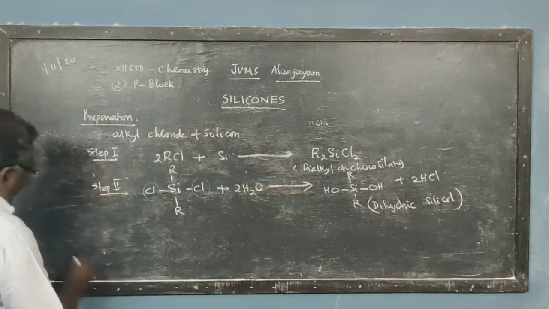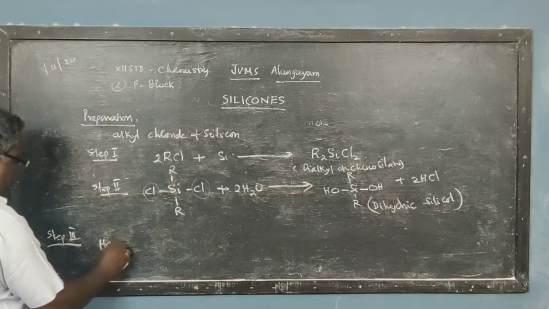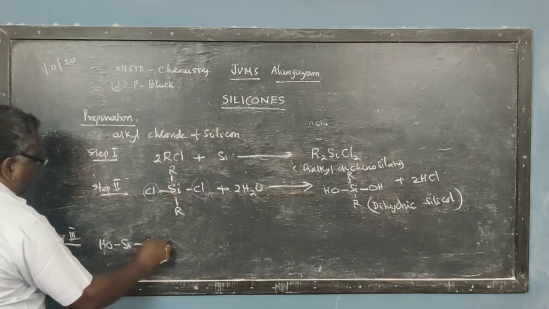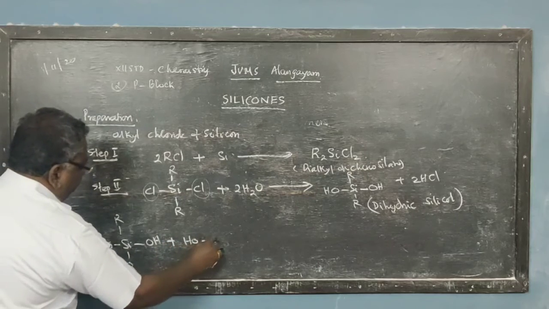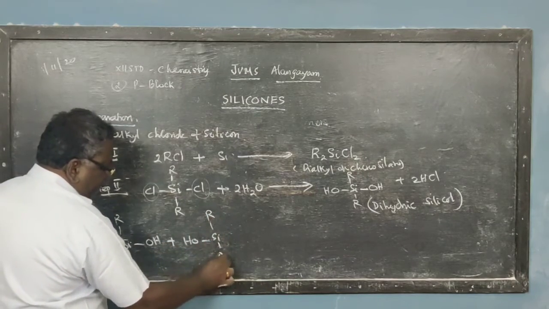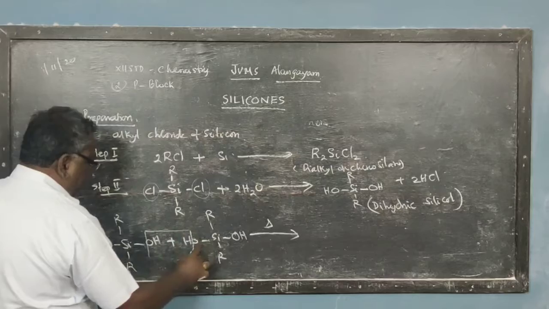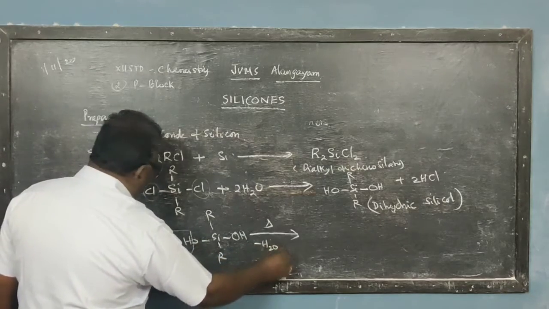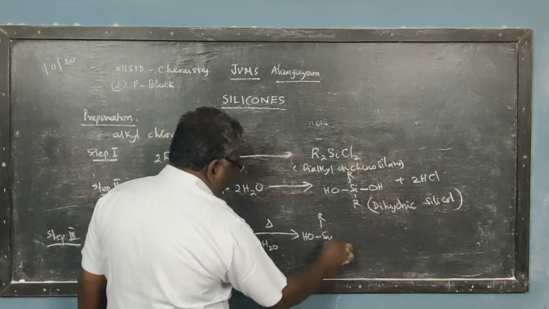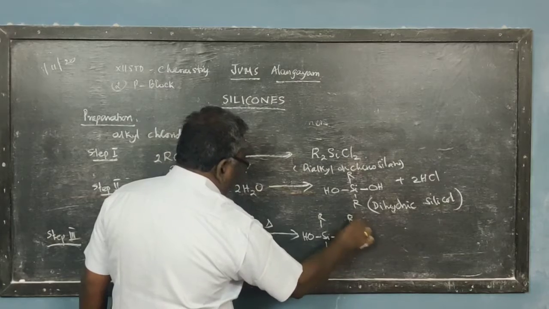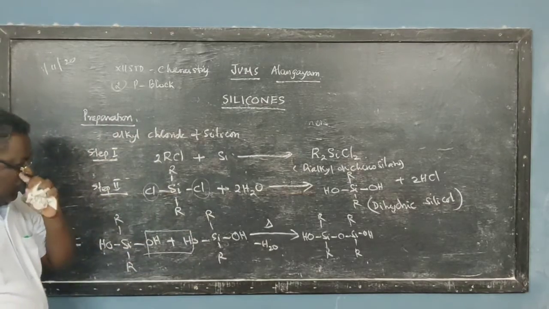So step 3 involves taking the dihydric silicon, and this is heated to undergo condensation. We take one more. So these two on heating will lose a water molecule. HOH goes out and it forms a linear silicone. Right? So this is called linear silicone.